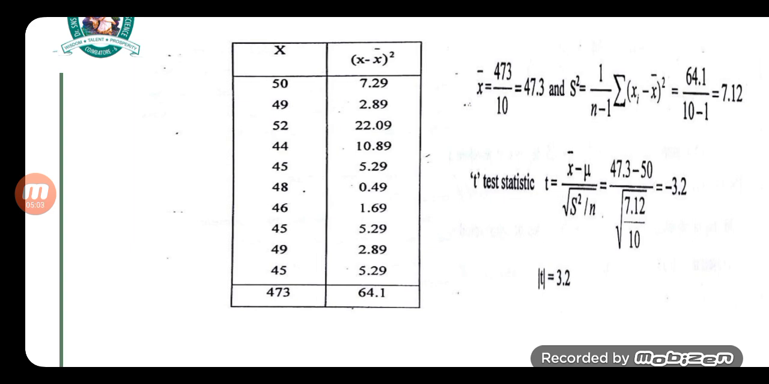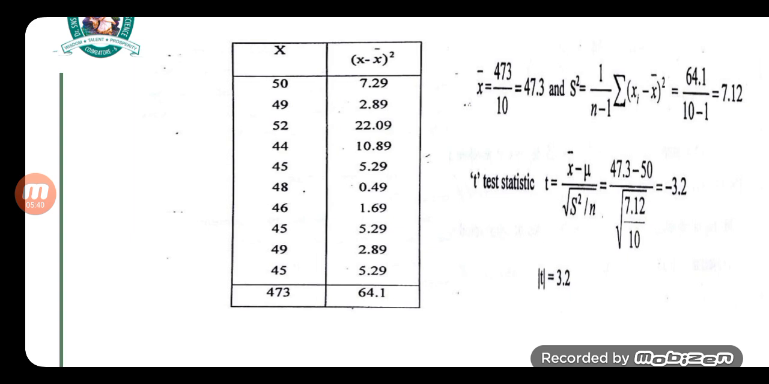So what is the t-test? The t-test formula is x bar minus mu divided by the root of s square by n. Here the x bar, that is the sample mean average, is 47.3, and our observed mean, that is the population mean, is 50, divided by the root of 7.12, that is s square, divided by the number of data, which is 10. After reducing that, the value becomes minus 3.2, but we consider it as a positive value of the t-test, so it is plus 3.2. So it is the calculated value.